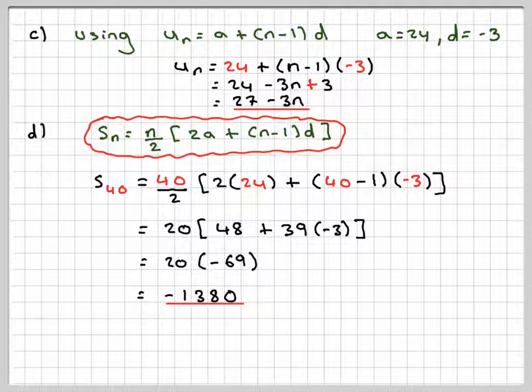of minus 1,380. So this sequence is decreasing. It starts at 24 and it goes down in threes, and eventually you'll be adding in negative numbers. So this is why the sum has come out to be negative.